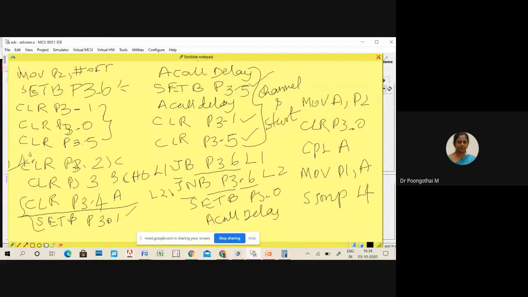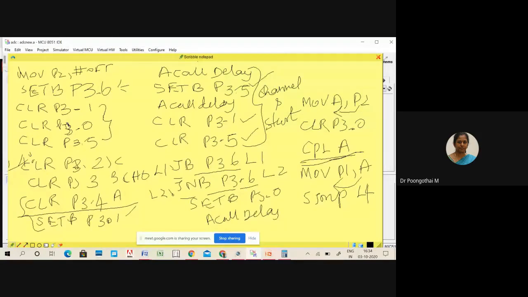Okay, suppose if it is 1, it will execute the next instruction, which means that your conversion process has been completed. We have to transfer the data from the output pin to your P2. So enable your output pin, call the delay routine, and move your P2 content to accumulator. The output pins are active low pins. To get the original data, I am complementing the accumulator and moving that value to P1 and repeating the process.